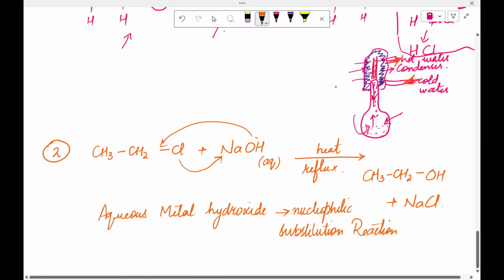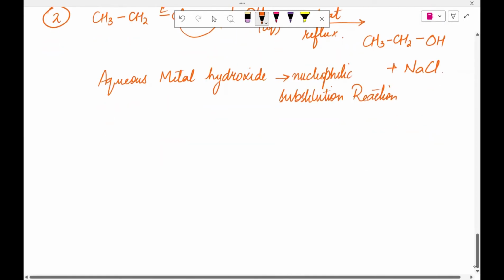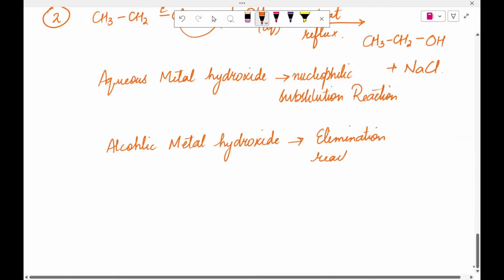On the other hand, there is alcoholic metal hydroxide. We are going to use that later in this halogen alkane. They would be giving elimination reaction. Okay, so we have to memorize these things. So before we have discussed aqueous metal hydroxide, and later we are going to discuss alcoholic metal hydroxide.